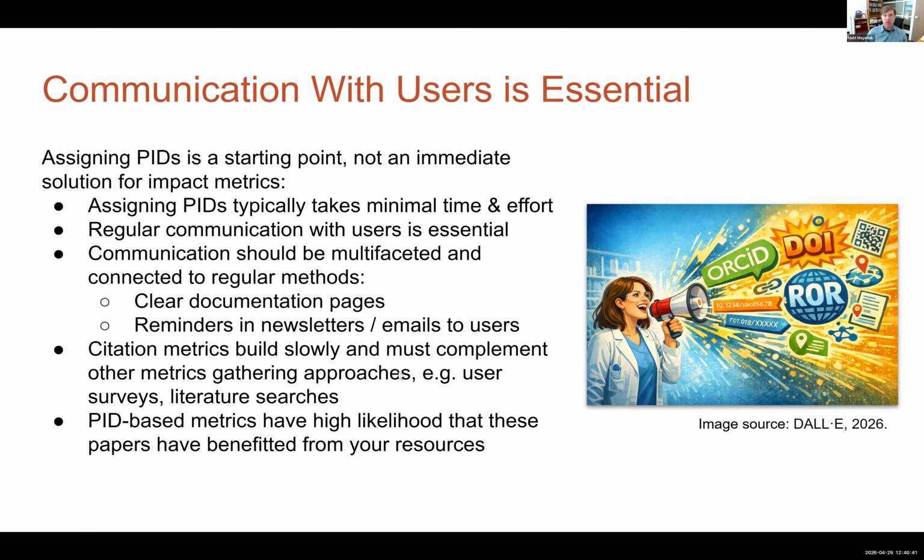And I want to emphasize that this doesn't need to be like a whole new communication effort. Actually, connecting this to regular communication methods is the most effective way. So if you already have documentation pages, have this very clearly documented on your documentation pages on your repository. This is how we want you to cite this, clearly called out. If you already do newsletters or emails to your user communities, include a sort of snippet in those every time you send that out. Oh, by the way, we really would appreciate if you can cite our resource when you use it, and here's how we'd like you to do that.